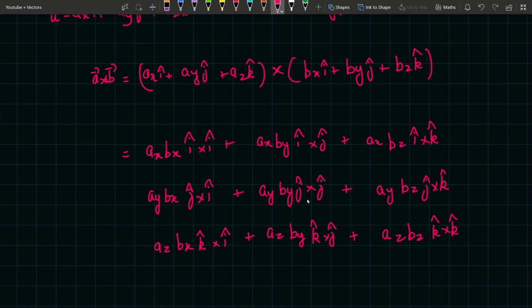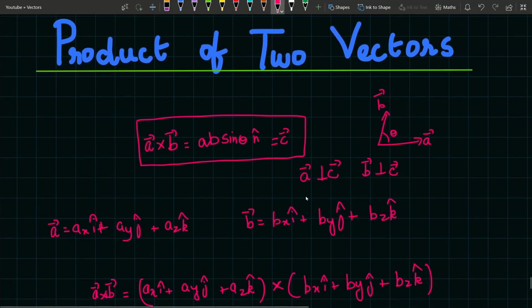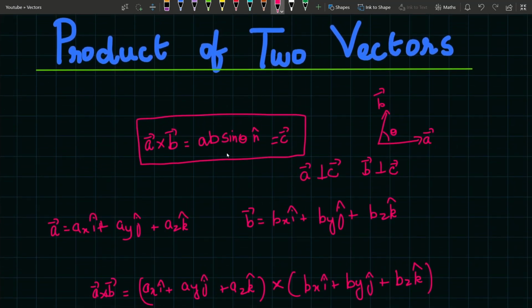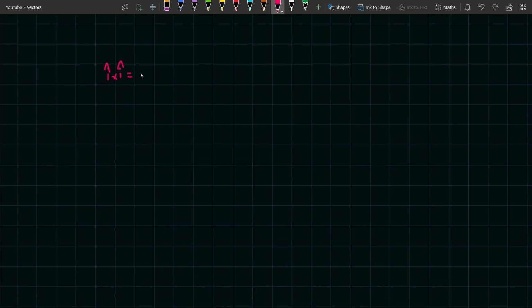That's the question. In the definition of cross product itself, we know that A cross B equals AB sin theta into n cap. Therefore, what is I cap cross I cap? It is 1 into 1 into sin of the angle between the two vectors I cap and I cap. The angle is 0, and sin 0 is 0. So that will give you the answer as 0, irrespective of the direction n cap, because the magnitude becomes 0.